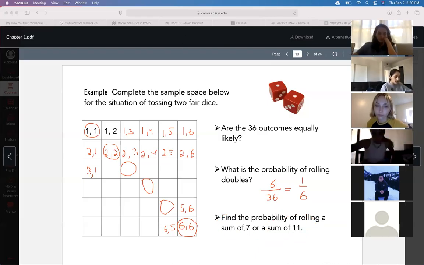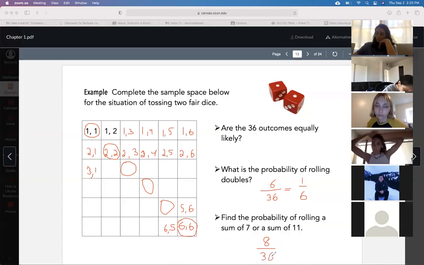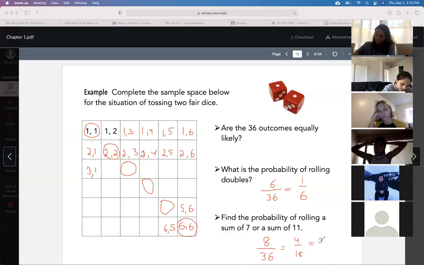Because there's 6 ways of getting this, 2 ways of getting this. So out of the 36 outcomes, we are perfectly happy with 8 of them. 36 equally likely outcomes, 8 out of 36, that's 4 out of 18. That is 2 out of 9, which is 22% approximately.